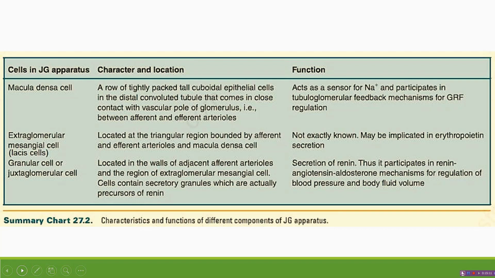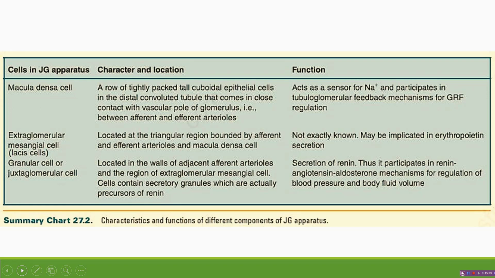Now, coming to the juxtaglomerular apparatus, as we have already seen in the histological section, it is composed of three types of cells: the macula densa cells, which are a modification of the tightly packed cuboidal cells of the distal convoluted tubule that come into close contact with the glomerulus. Second is the extraglomerular mesangial cells, which are called the Lacis cells. And third is the JG cells, or juxtaglomerular or granular cells, which are located in the walls of the adjacent afferent arterioles.